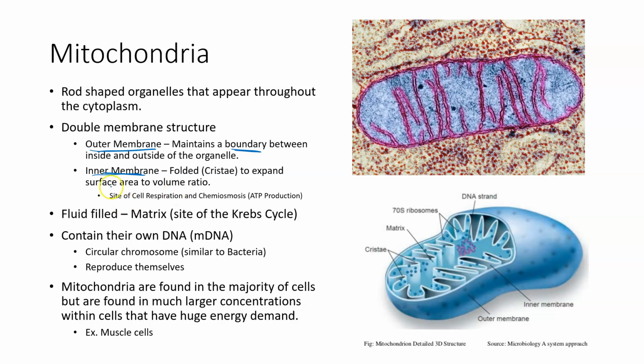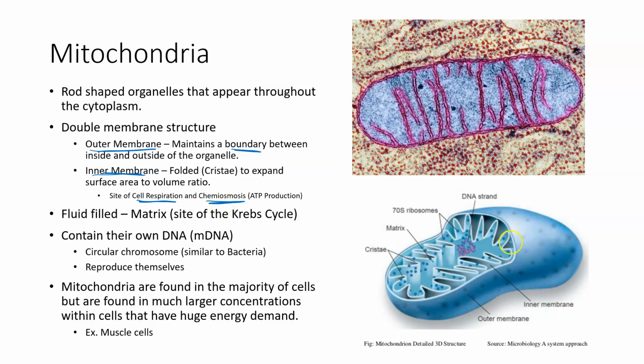So this inner membrane is the site of cell respiration and chemiosmosis. It is all about ATP production. That is why it is coiled up or folded up into these structures. It's all about maximizing surface area, decreasing volume. You want to have a lot of room for ATP production inside of that inner membrane.